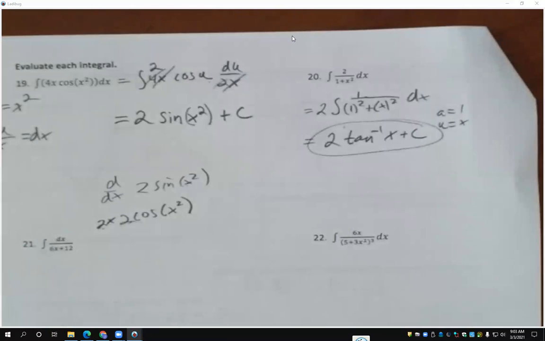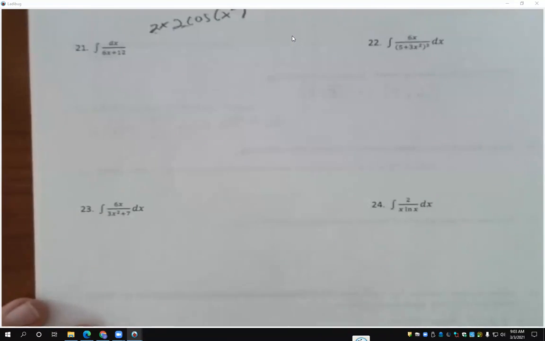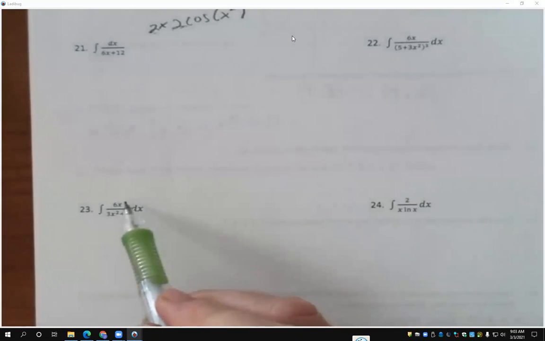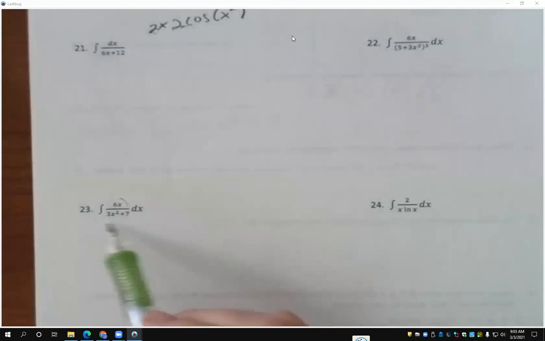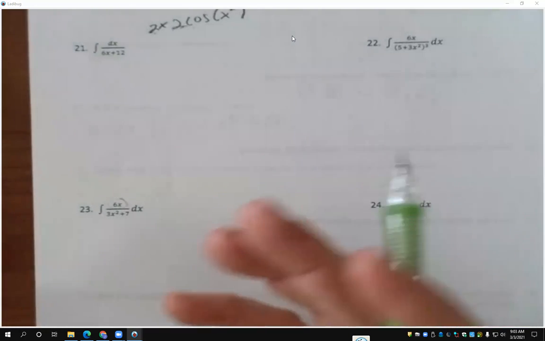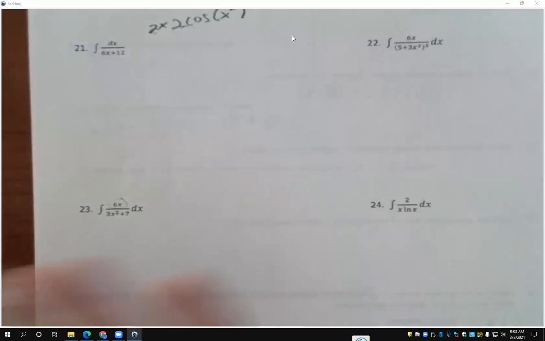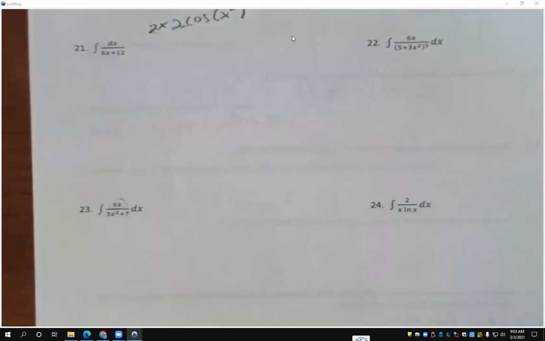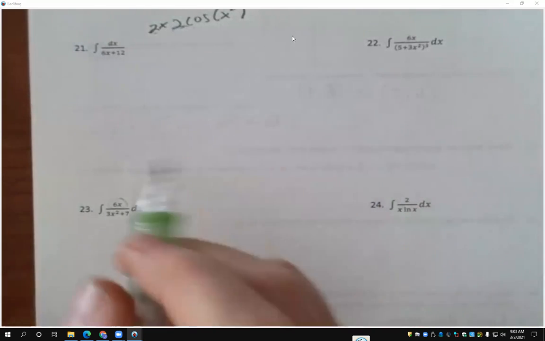23. All right, so the first thing I'm going to notice about 23 is there's two things. Obviously, I have a function up top and a function on the bottom, and I don't know the antiderivative of a quotient. Okay, so we got to do u substitution, or maybe it's one of those special 1 over u's, or maybe it's one of those inverse trig ones. Okay, I don't know which one it is yet, but I'm looking at this.